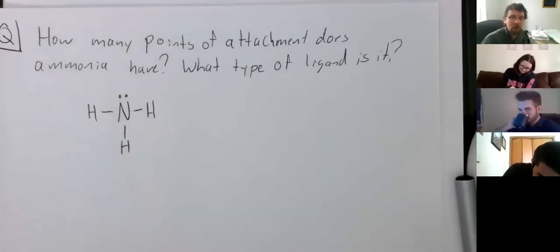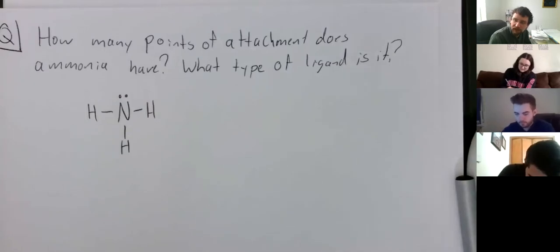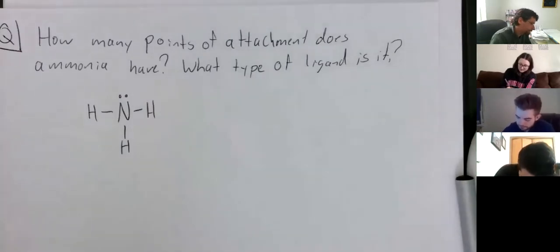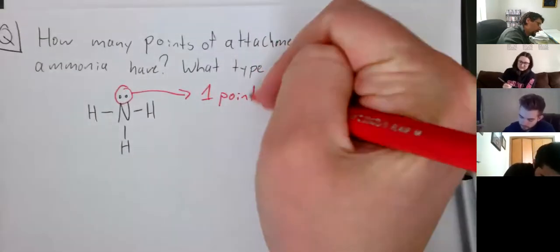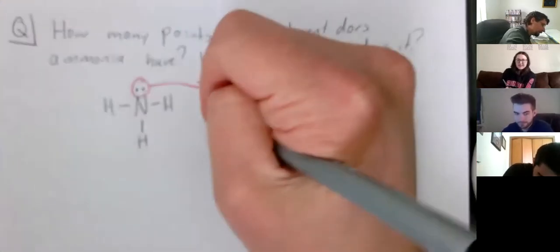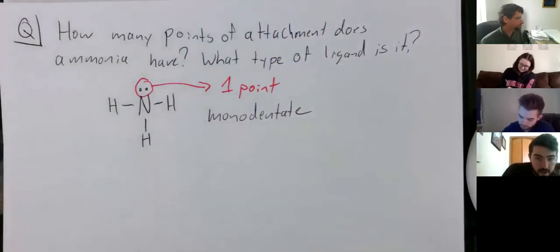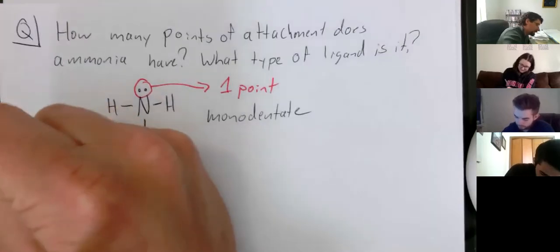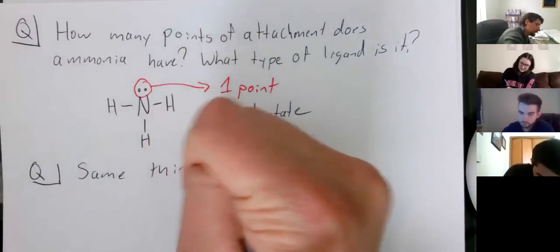Okay, so this ammonia ligand, we have it on there. How many points of attachment is it going to have? 1. Okay, why do you say 1? Because it's going to share that lone pair. Yep. So 1 point. So what type of ligand is it? A monodentate. Yep. Monodentate. Okay, what about same thing.